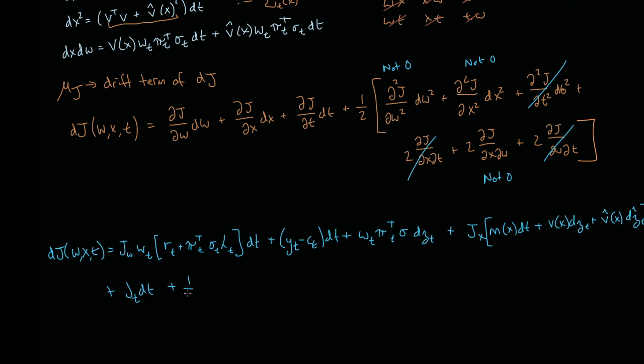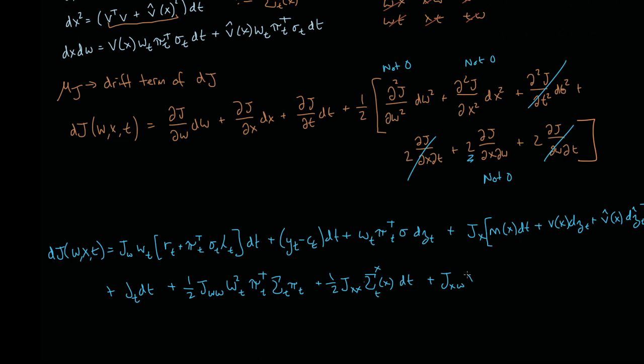So plus 1/2 jww. And w squared will be w squared t pi t transpose sigma t pi t. And then we have not 0 is the x cross, so plus 1/2 jxx. And then x squared is just going to be that sigma xxt dt. And then our last one is this, so we have a 2, so there's no 1/2, and it's going to be the jxw.